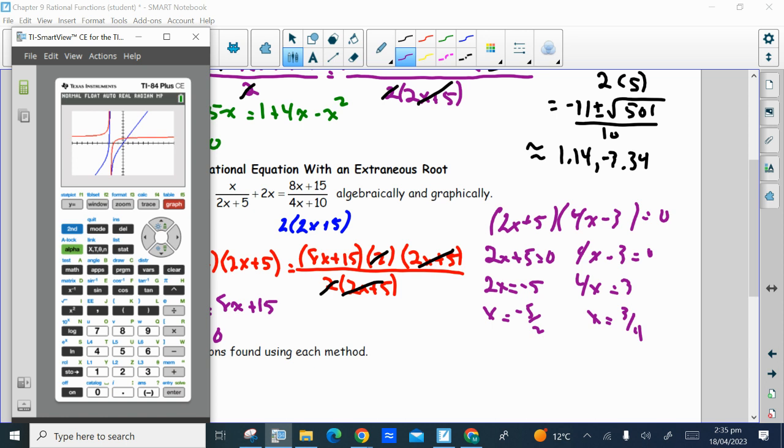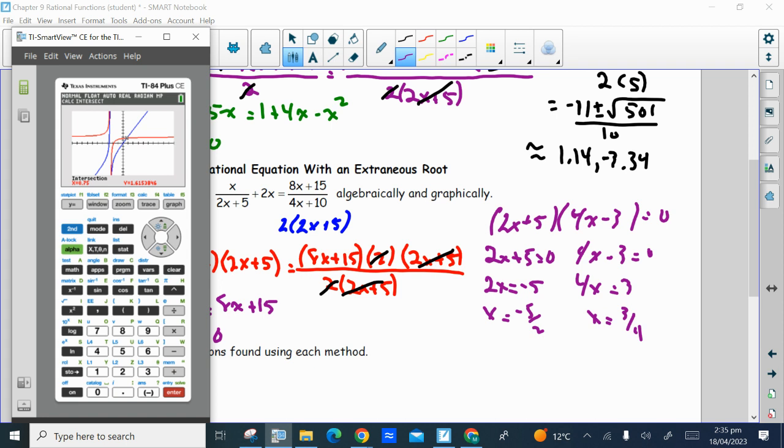So when we graph it, it looks like there might be two solutions, but let's check. Second function trace, number 5 for intersect, enter, enter, enter. So 0.75 or 3/4 definitely is a solution. Let's check negative 5 halves. Second function trace, number 5 for intersect, enter, enter. Put my guess at negative 2.5, which is what negative 5 halves is, and it goes back to the 0.75.